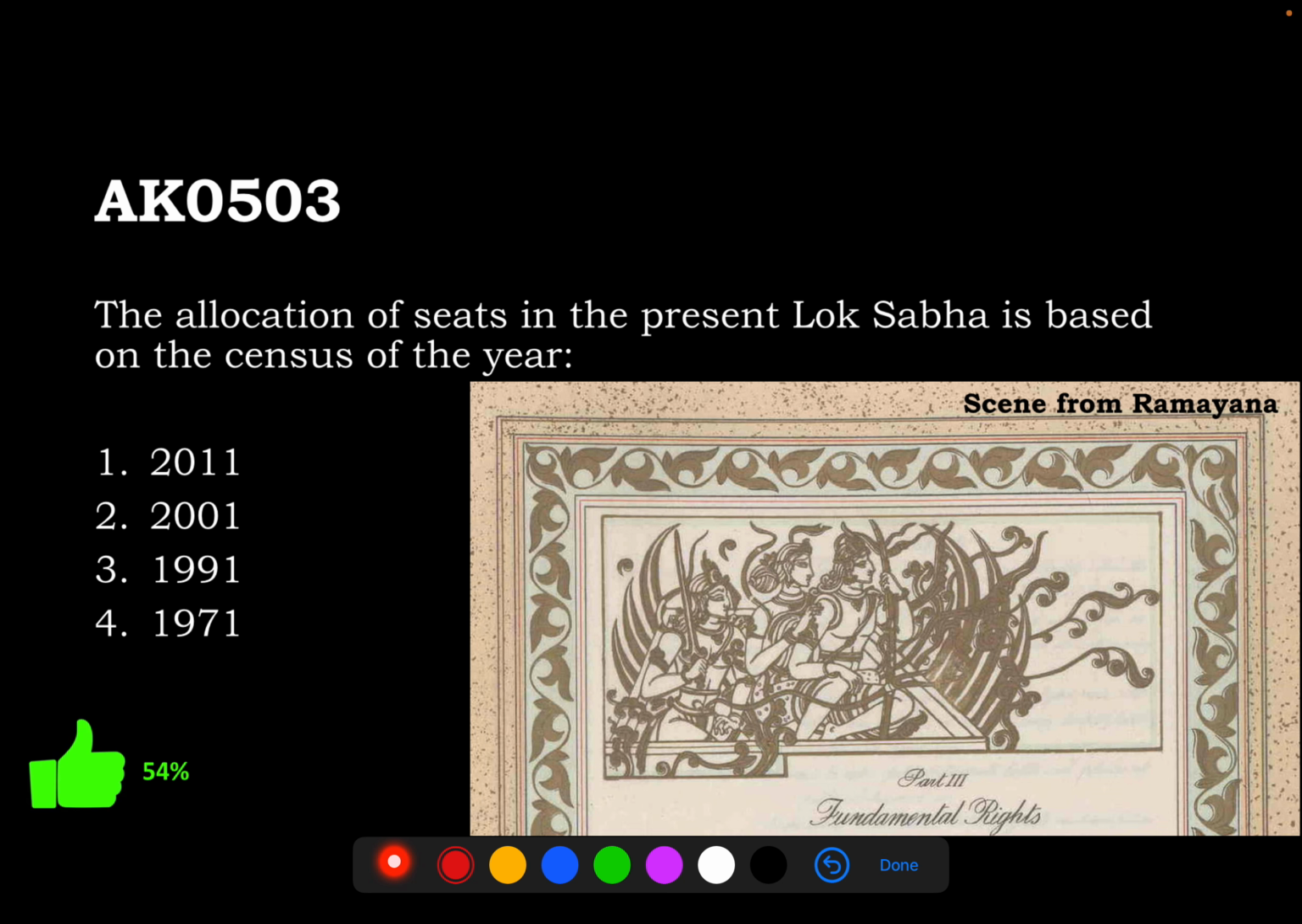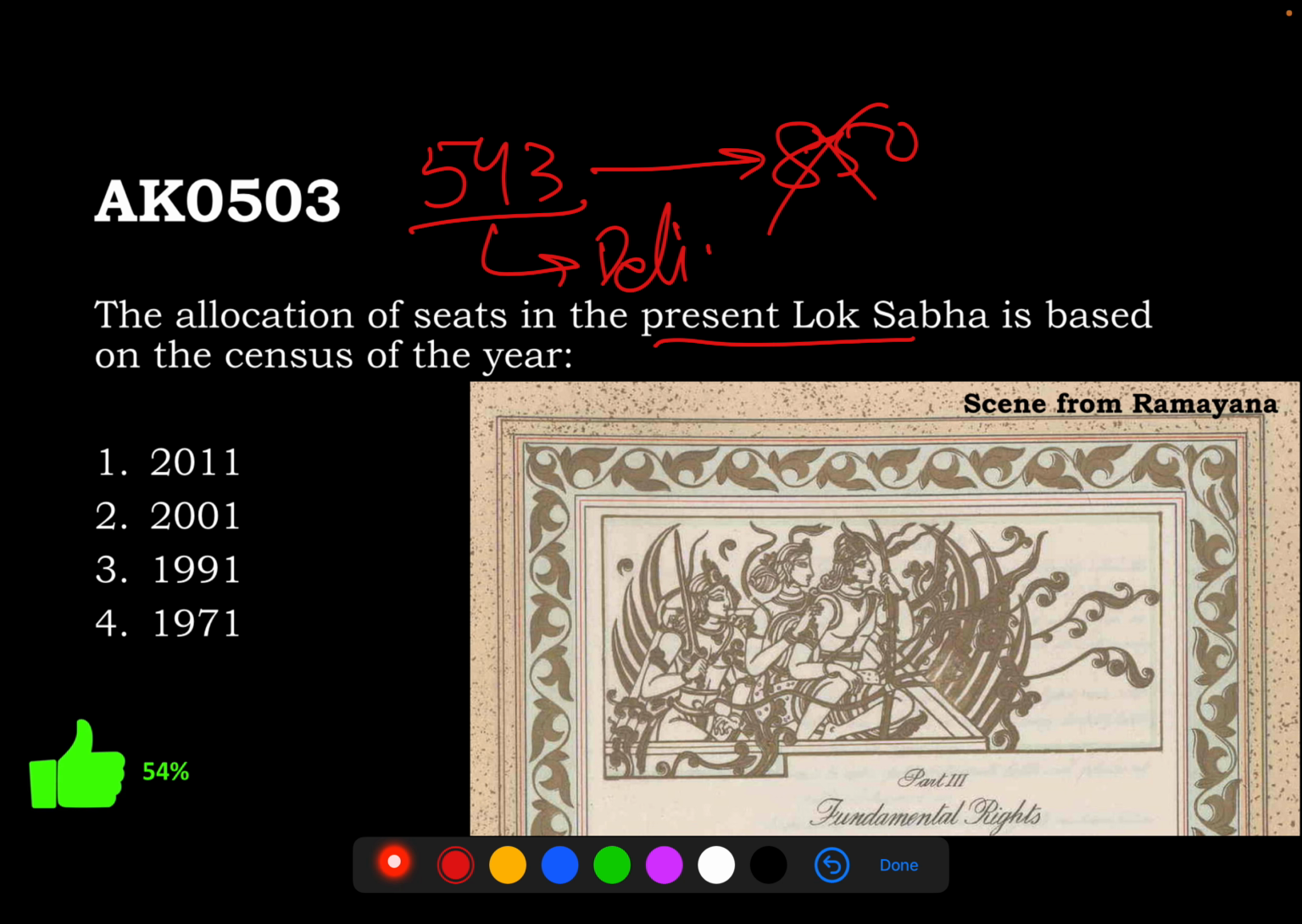Then the next question is regarding the allocation of seats in the present Lok Sabha, and it is based on the census of which year. Currently, Lok Sabha has been decided with a strength of 543, which was also proposed to increase to a maximum of 850 by the recent amendment, which got defeated in the Lok Sabha itself. When 543 was decided, the allocation of states and UTs was fixed based on the Delimitation Act of 1973, which undertook the delimitation exercise based on the census figures of 1971.